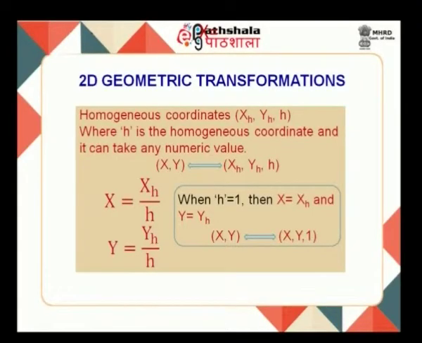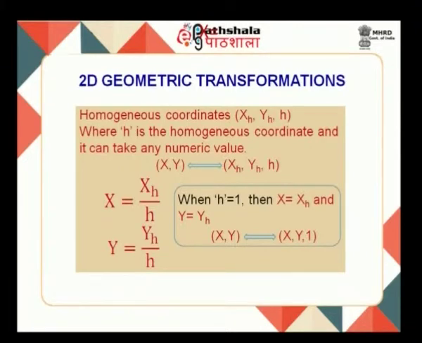What is the advantage of using homogeneous coordinates, we will see in the next slide, but here let us see how we convert between the Cartesian coordinate system and the homogeneous coordinate system. A Cartesian coordinate system has 2 coordinates, x and y. A homogeneous coordinate system is, as I said, an imaginary 3-dimensional coordinate system which has coordinates x_h, y_h and h, where x_h is the x coordinate of the homogeneous coordinate system, y_h the y coordinate, and h is the homogeneous coordinate.